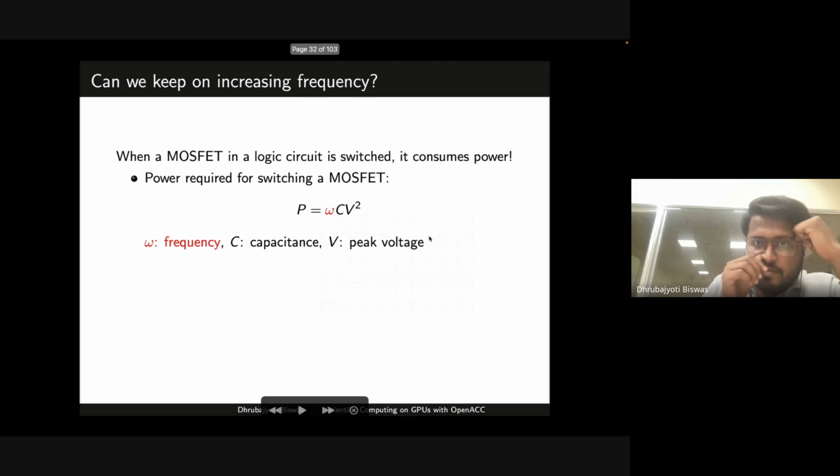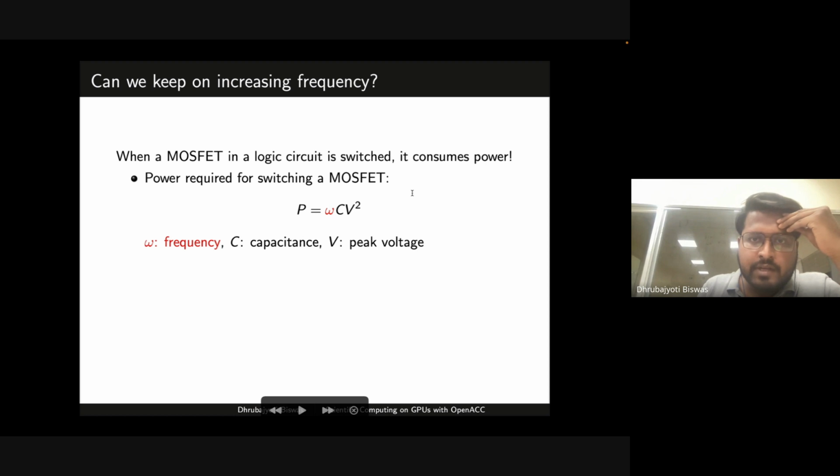This is related to what is happening inside a computer. Every transistor used in a CPU is a MOSFET in a logic circuit, and our binary, which is stored and processed in the CPU, requires switching of those transistors. And every switching consumes power. That power required depends on omega, the frequency, the capacitance, and the voltage. You see, it is proportional to the frequency.